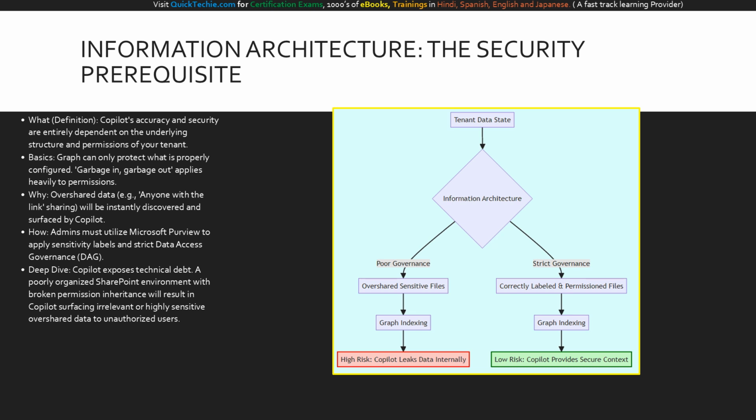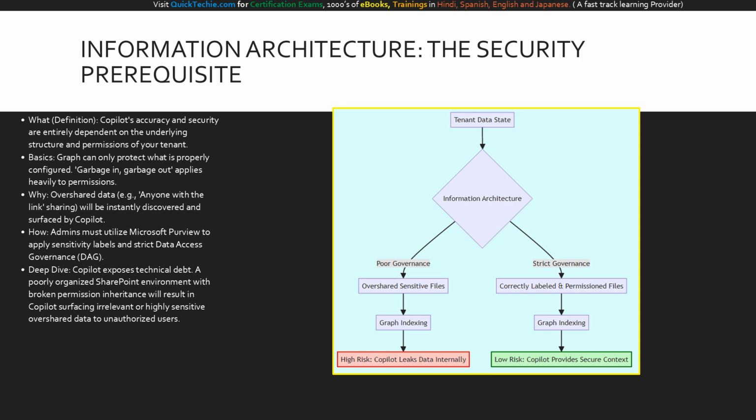You must leverage tools like Microsoft Purview to apply sensitivity labels and execute data access governance reviews. A disorganized Teams and SharePoint environment with broken permission inheritance isn't just messy anymore, it is an active security vulnerability when amplified by AI. You must clean your permissions before Graph indexes them for Copilot.